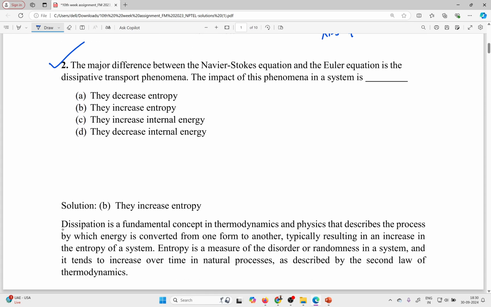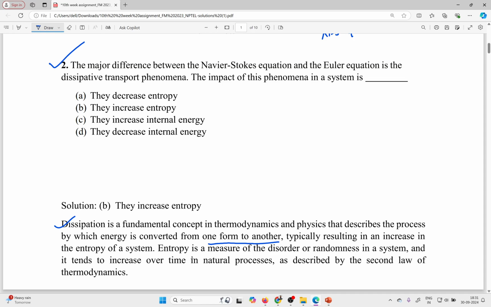Why? Because dissipation is a fundamental concept in thermodynamics and physics that describes the process by which energy is converted from one form to another. Like your mechanical energy is converted to electrical energy or thermal energy. In physics the dissipation term is used to describe such kind of thing, typically resulting in an increase in the entropy of the system.